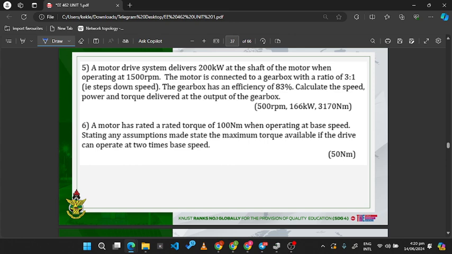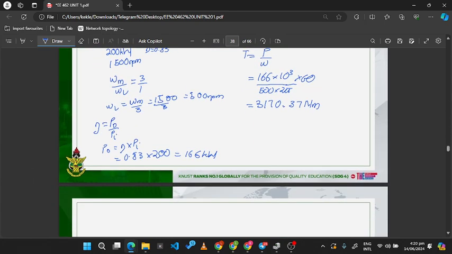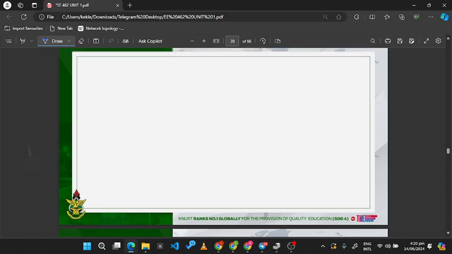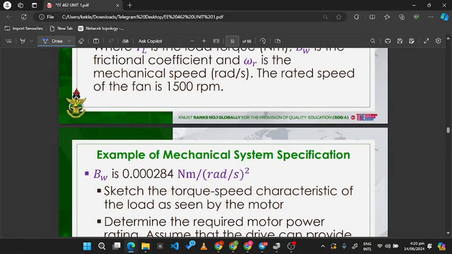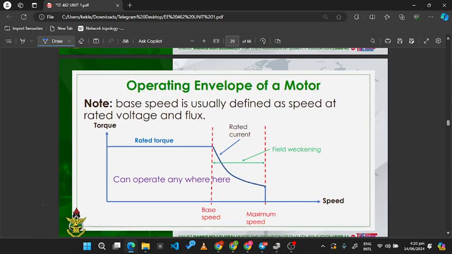Okay. So for the last question, the motor has a rated torque of 100 Newton meters when operating at base speed. Stating any assumptions made, state the maximum torque available if the drive can operate at 2 times base speed. So let's go back to the slides, and we have the operating envelope of the motor.